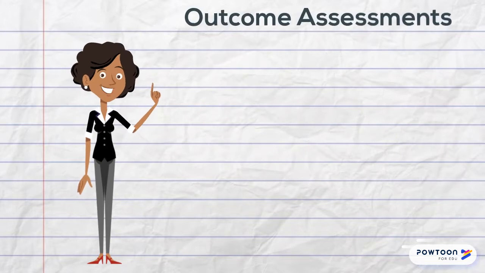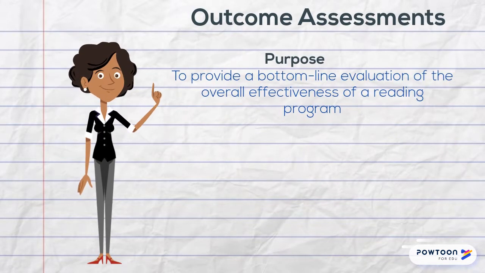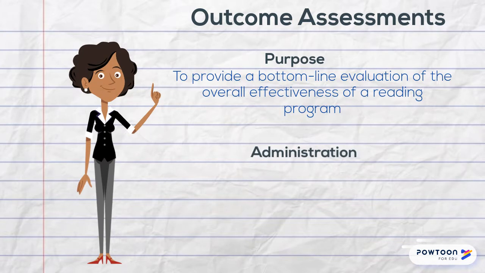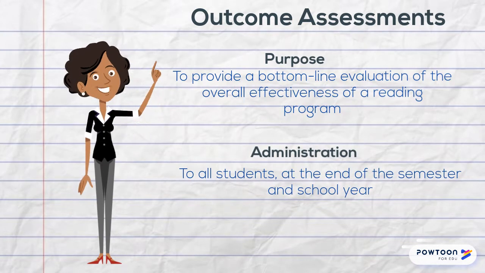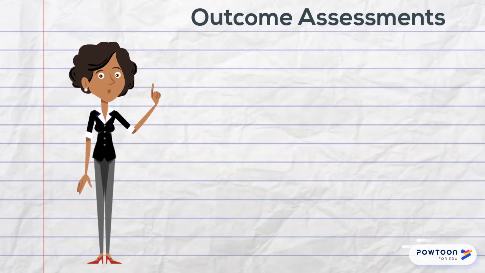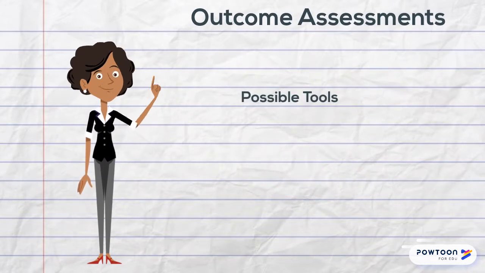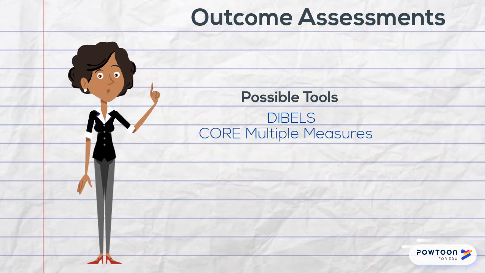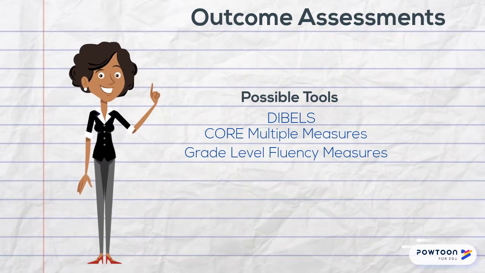Outcome assessments provide a bottom-line evaluation of the overall effectiveness of a reading program and are administered to all students at the end of a semester or school year. Possible outcome assessments include DIBELS, core multiple measures, graded level fluency measure, and district assessments.